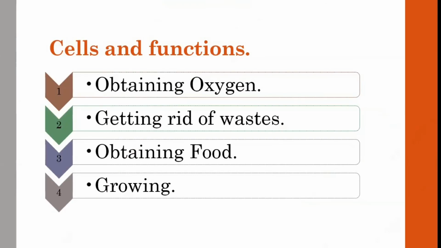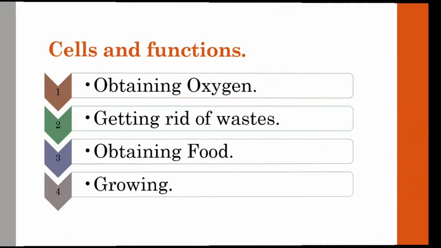Cells and function. The function of an organism includes obtaining oxygen, getting rid of wastes, obtaining food, and growing. Cells are involved in all of these functions. For example, cells in your digestive system absorb food. The food provides your body with energy and materials needed for growth.